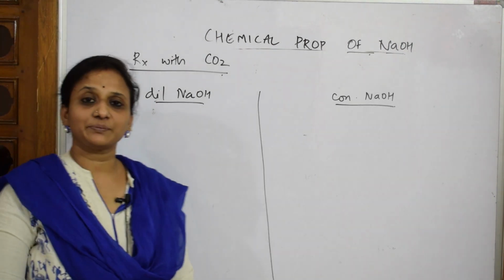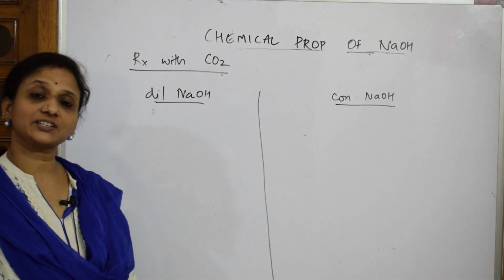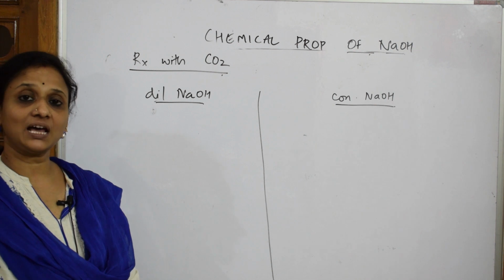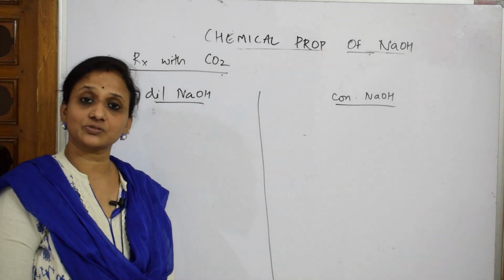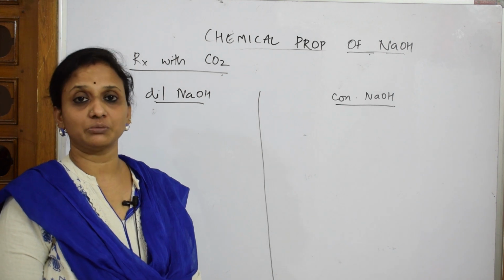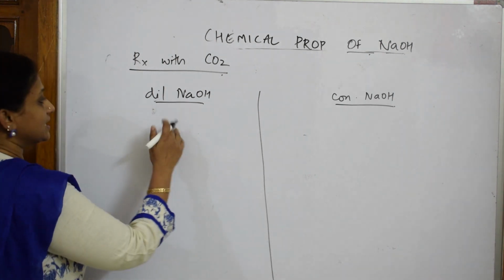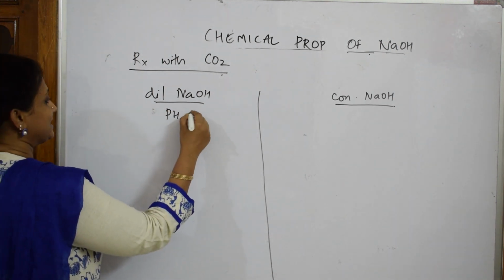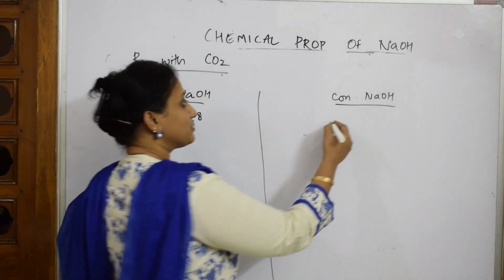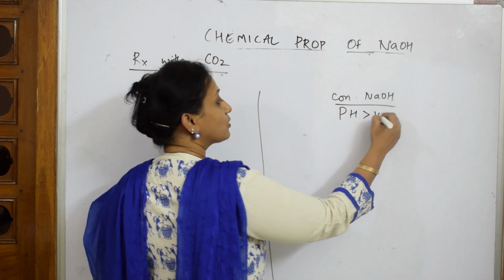Right. Now let's come back and see this reaction. What is the importance of this reaction? Here you need to remember what will happen when sodium hydroxide or caustic soda reacts with carbon dioxide. Here there is a difference in pH which you should remember. What is that? In the first case, if the pH is less than 8, that means it is a dilute solution. Now in this particular case, if the pH is greater than 10, what will happen?